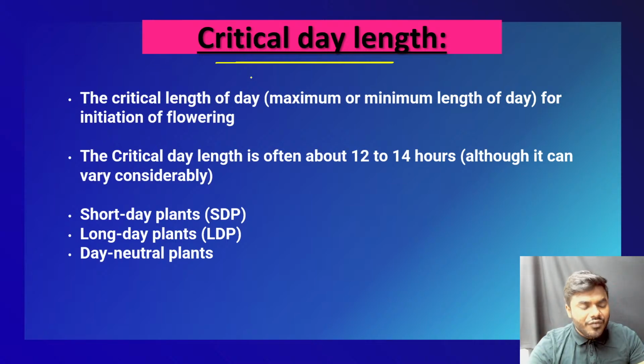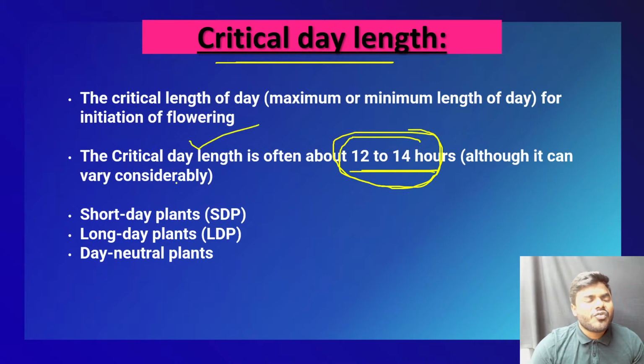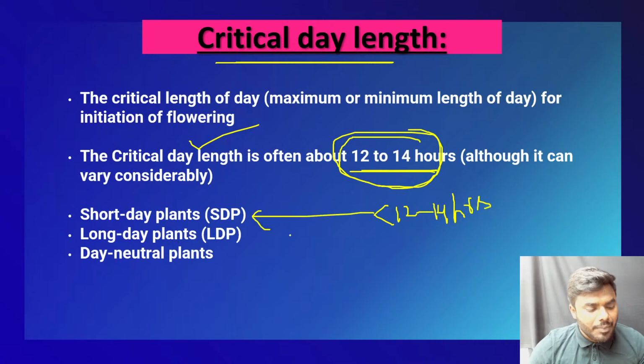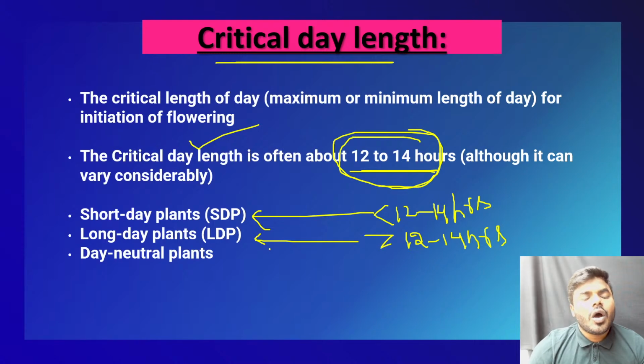In general, on average, every plant requires 12 to 14 hours of light or day length to initiate flowering. For example, if a plant starts flowering when the day length is less than 12 to 14 hours, then I can call that particular plant a short day plant. Any plant that starts to flower when the day length is more than 12 to 14 hours, what do we call them, friends? We will be calling them long day plants.